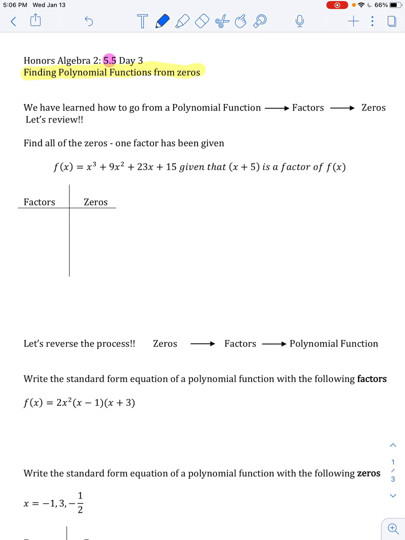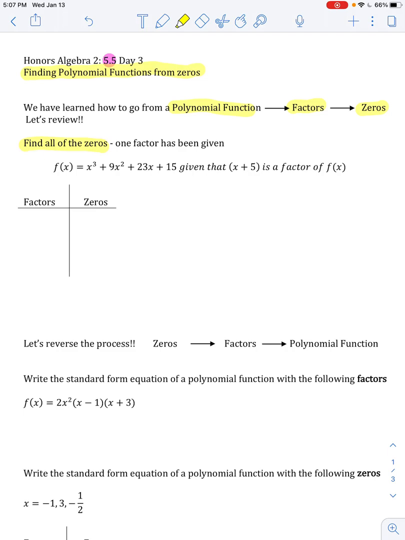So we have learned how to go from a polynomial function to its factors and then to the zeros. And so we're going to just review that quick because I think in order to learn something backwards, it's a good idea to kind of think about what that is like going forwards, like the alphabet. How many of you can say that backwards? Not me. So what we've been doing up until now is finding all of the zeros.